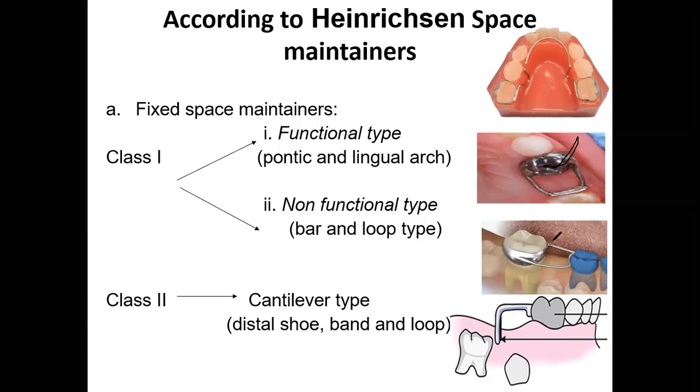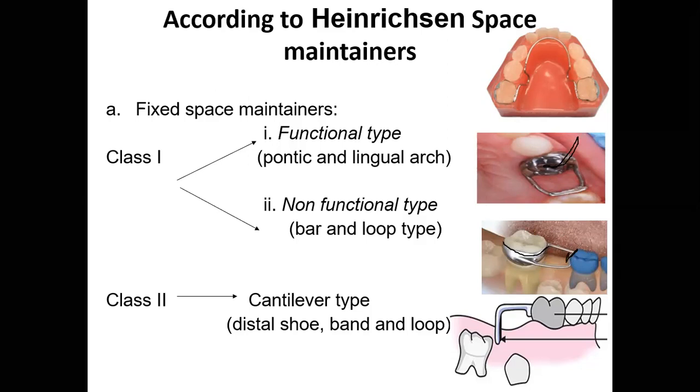Then we do have a bar and loop type of a space maintainer. Here you can see only a band is applied. If you compare this picture and this picture, here the complete crown is placed and here only a band is placed. So this is a pontic type of a space maintainer, whereas this is not a pontic type of a space maintainer. This is a bar and loop type of a space maintainer, in which a band is applied over a tooth over which a framework of a metal is given.